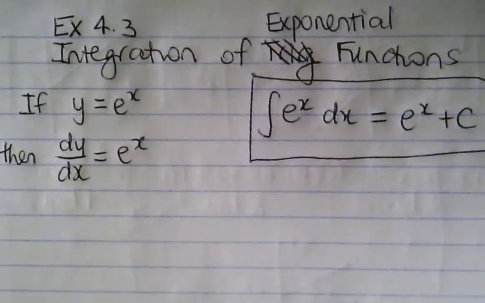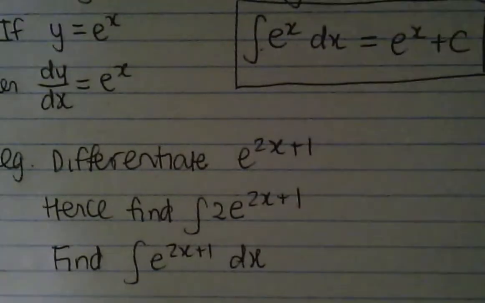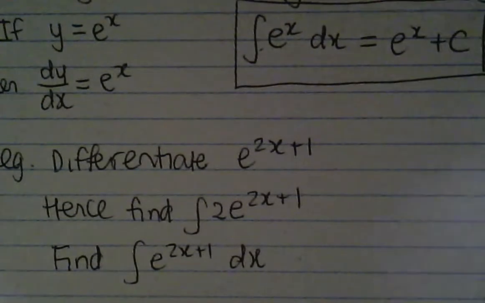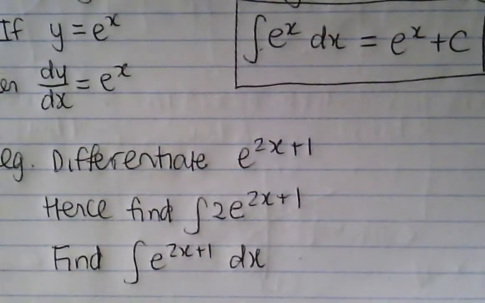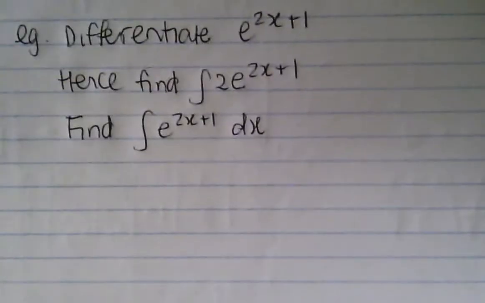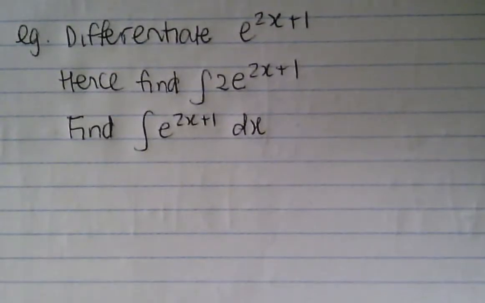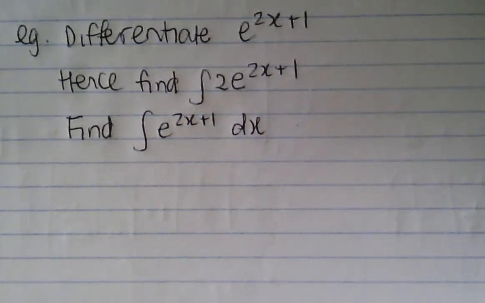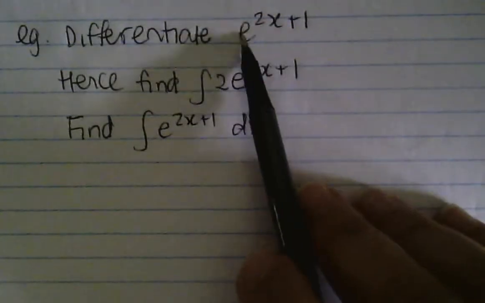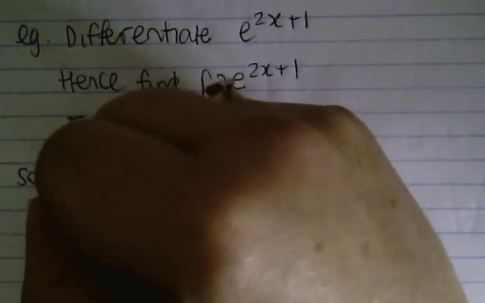It's exponential functions. Notice this is just the rule for integrating e to the x, not e to the ax plus b. So we're going to come up with that rule of integrating e to the ax plus b. We're going to do it by investigation, okay? So first one, let's just differentiate e to the 2x plus 1.